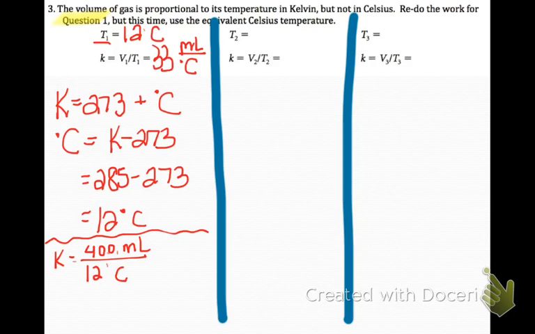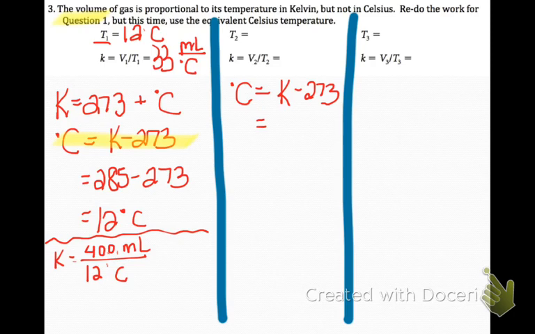I'll go to T2, and my T2, in my initial question number 1, was 265 Kelvin. So I'm going to use my already rearranged equation, save myself some time. So degrees Celsius is equal to K minus 273.